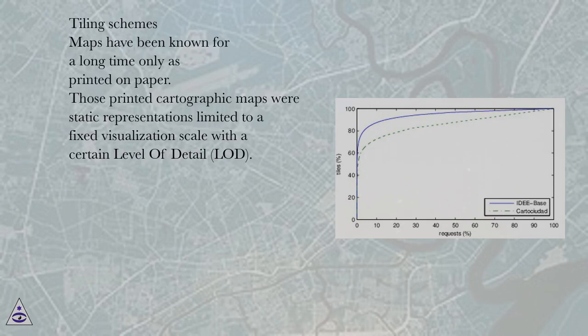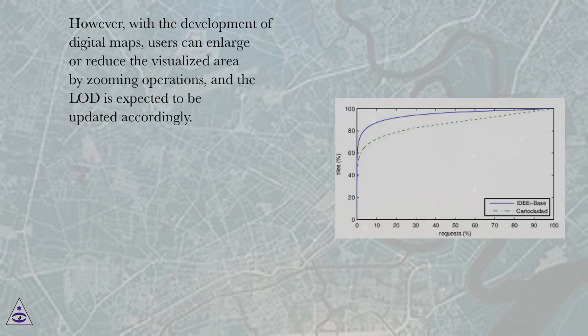Tiling schemes. Maps have been known for a long time only as printed on paper. Those printed cartographic maps were static representations limited to a fixed visualization scale with a certain level of detail, LOD. However, with the development of digital maps, users can enlarge or reduce the visualized area by zooming operations, and the load is expected to be updated accordingly.